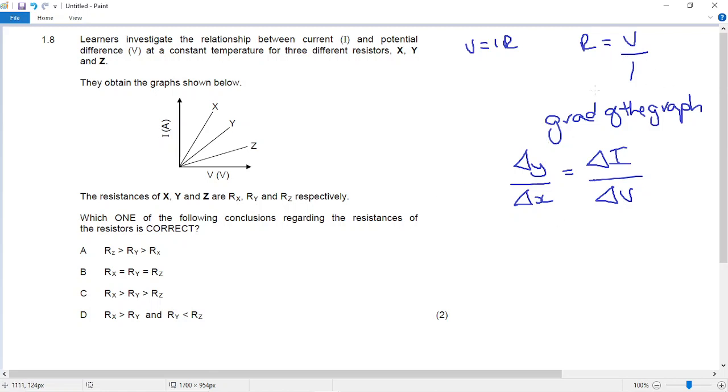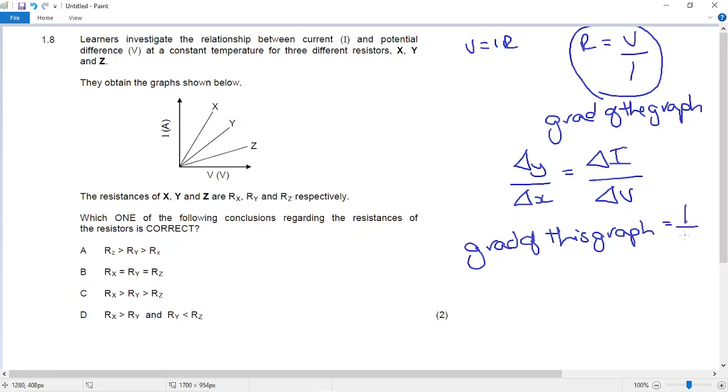But this is not what the Ohm's law formula tells you. The Ohm's law formula tells you R equals V over I. So in fact, the gradient of this graph is actually the inverse of the resistance, 1 over R, because you have to flip this to find the resistance. So the ones with the steepest gradient, can you see this has got a steep or a large gradient? And this one has a small gradient. The gradient is the inverse of the resistance.